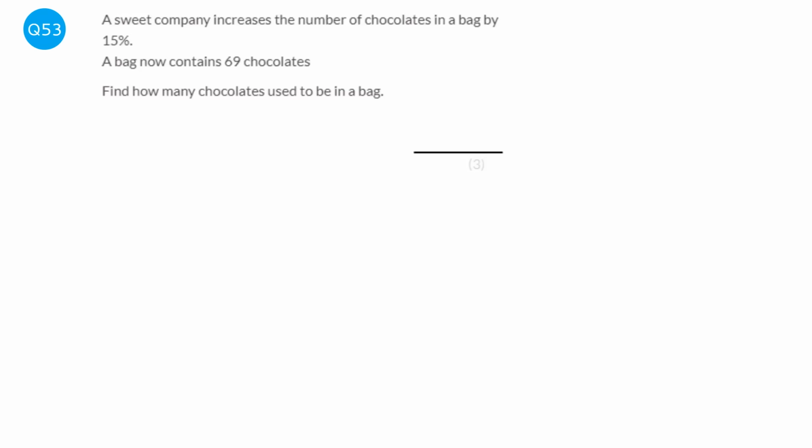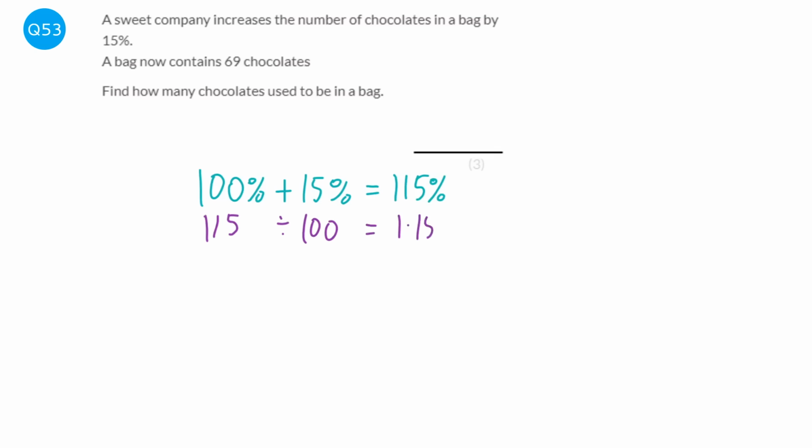So what's happened here is that the company's increased the amount of Swedes by 15%. So we're just going to focus on that and work out what the multiplier would be first. So they started off with 100%, and they added 15%, and then therefore they ended up with 115%. And to find that as a multiplier, we get the 115 and divide it by 100, and that gives us 1.15. So that is the multiplier they used.